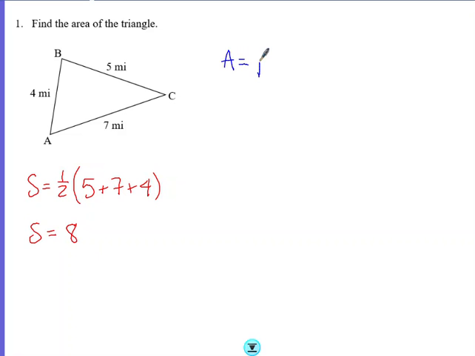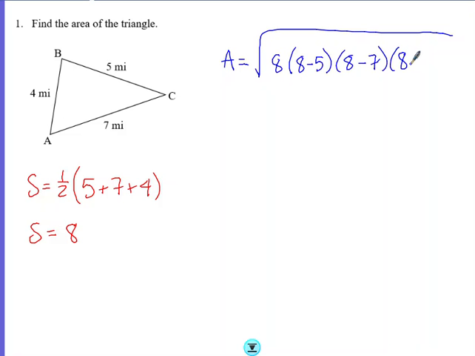We have that the area is the square root of s times (s minus a) times (s minus b) times (s minus c). If we go ahead and do this subtraction and multiplication, we get the square root of 96. If you want the exact answer, you can simplify this square root and get 4 square root of 6.